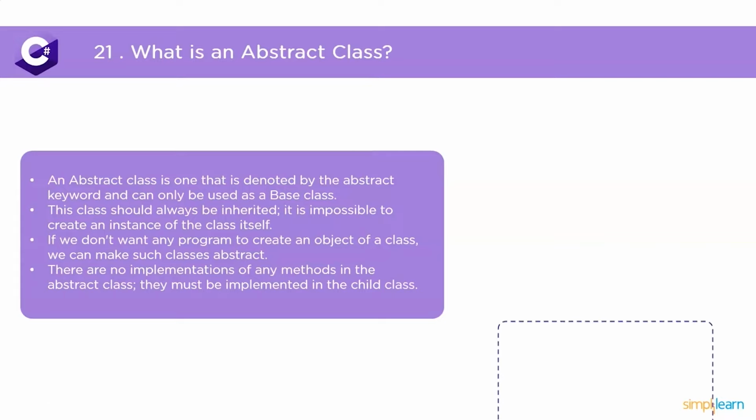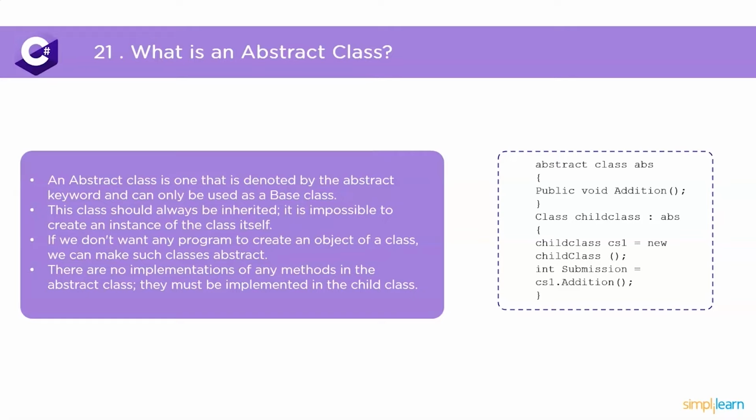Here's an example that shows an abstract class as ABS, then the child as a child class that inherits the ABS abstract class, and finally an object as CS, which accesses the addition function via a new process called submission. In abstract classes, methods are all implicitly virtual. As a result, the virtual keyword should not be used with any abstract class methods. They must, however, be implemented in the child class.